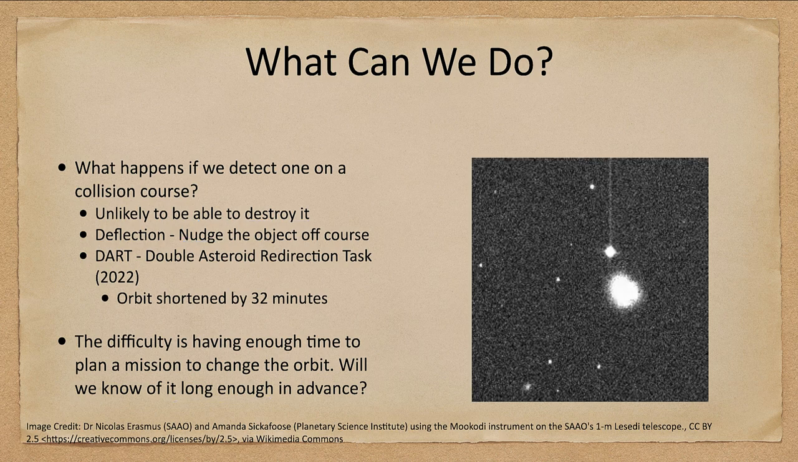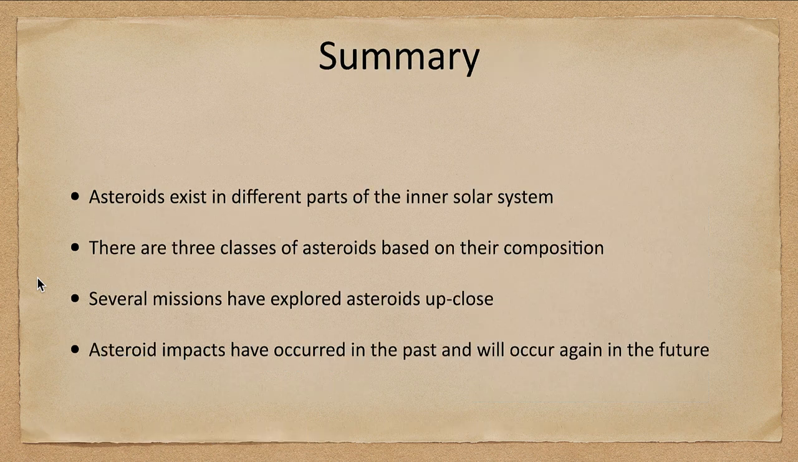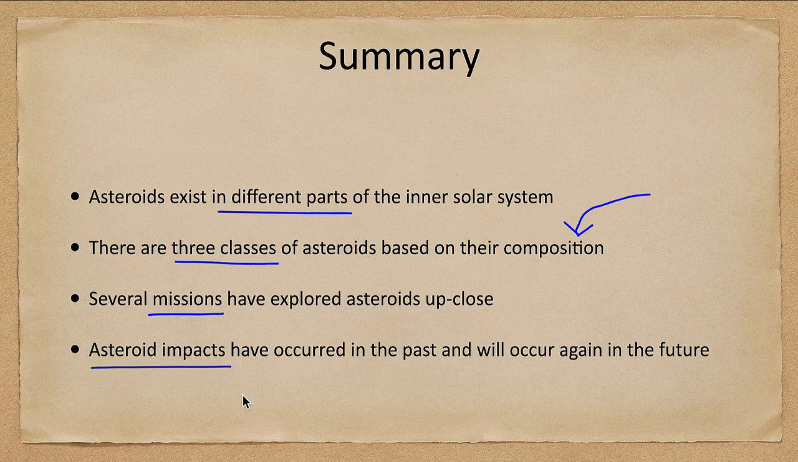So let's go ahead and finish up with our summary. What we've looked at this time is the asteroids that exist in different parts of the solar system. We talked about the three classes of asteroid based on composition. And we talked about several missions to explore the asteroids up close. We also looked at how asteroid impacts have occurred in the past and will occur again in the future, and some of the things that we are trying to do to help protect Earth from these.